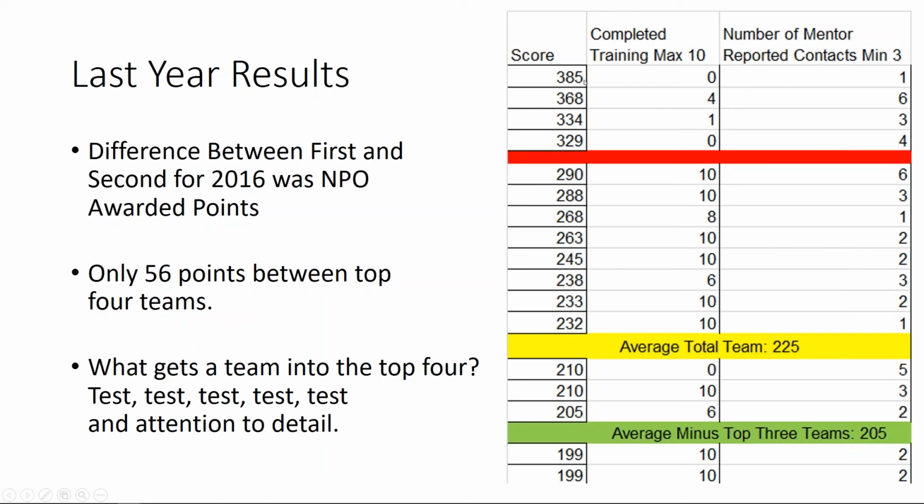All right, just to give you an idea of how close the competition is. These are the points from last year, and you can see 385, 368, 334, and 329 were the top 4 scoring teams. The difference between first and second place for 2016 was MPO awarded points. Had the MPO awarded points to the second place team, for whatever reason, they would have placed first, and instead they placed second. Only 56 points between the top 4 teams, so 56 is not a lot. If you lose a whole category of points, it's definitely going to knock you out of the first place position.